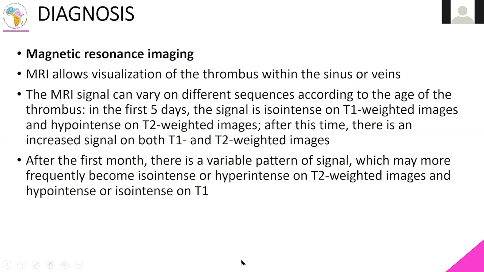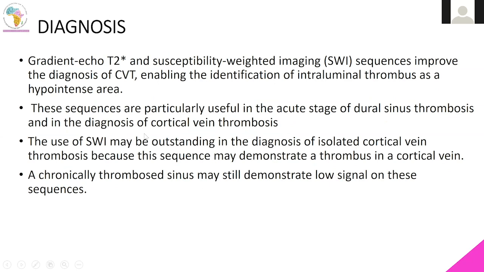So after the first month, there is a variable pattern of signal which may more frequently become isodense or hyperdense on T2 weight images and hypodense or isodense on T1. Gradient echo T2 and susceptibility weight imaging, that is SWI, sequences improve the diagnosis of CVT, enabling the identification of intraluminal thrombosis as a hypodense area. These sequences are particularly useful in the acute stage of dural sinus thrombosis and in the diagnosis of cortical vein thrombosis.